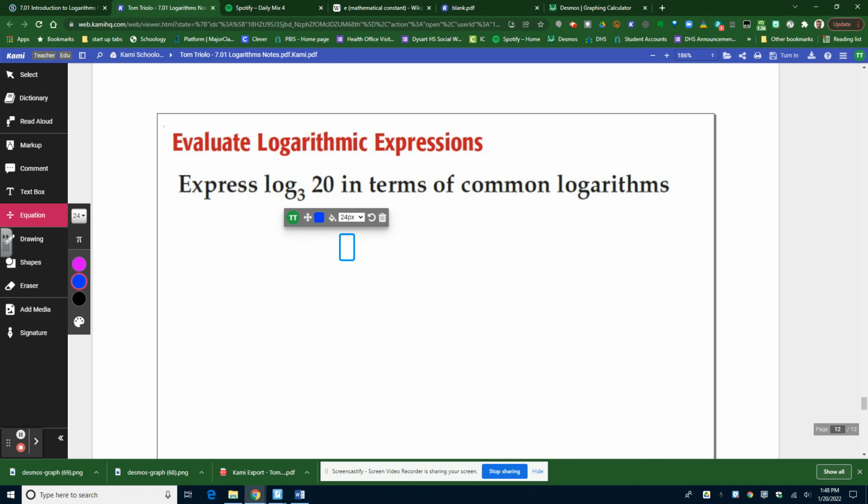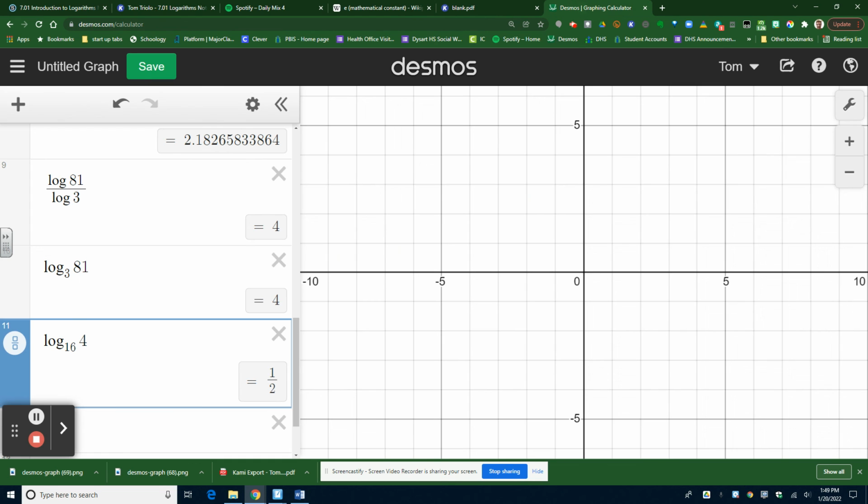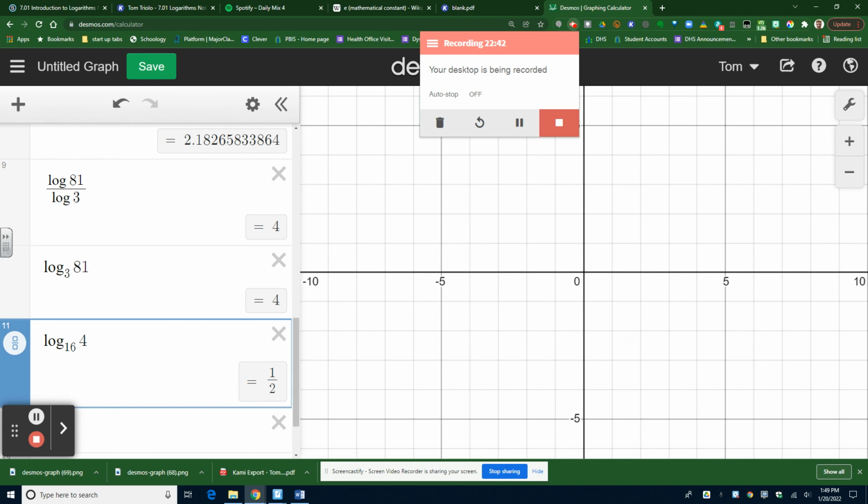Here we go. So log 20 divided by log 3. We'll copy and paste. Oopsies, I forgot to start recording. Oh, it is being recorded. Okay.